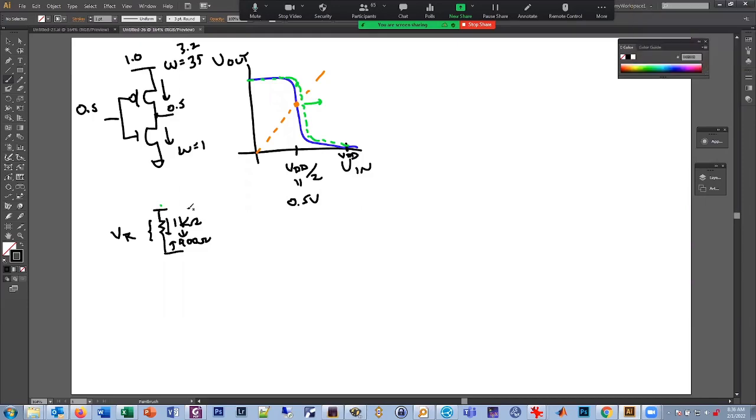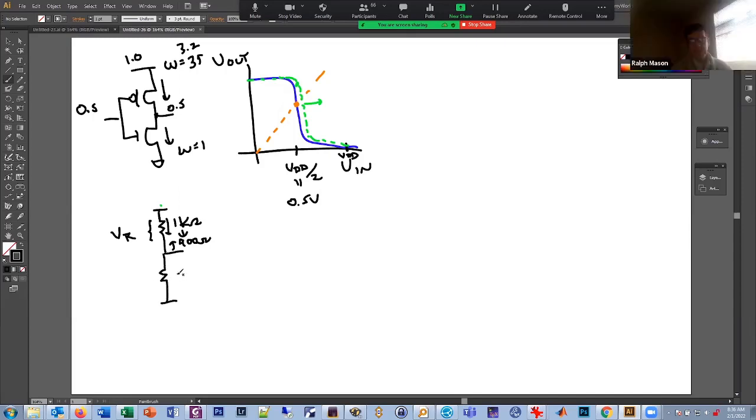Okay, but wouldn't the increase in current and decrease in... Originally I had these both 1K. They were both 1K, and we were sitting at 0.5 volts. And now I made this 900 ohms. Guess what? This voltage is going to go up. We have a simple resistive divider here.